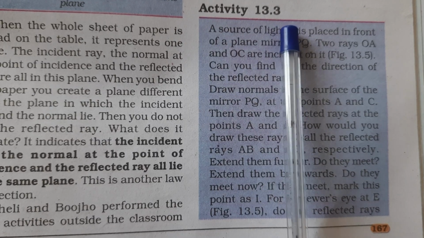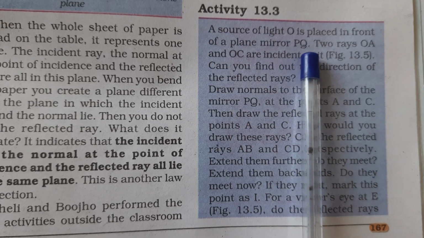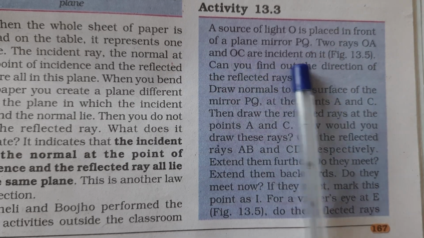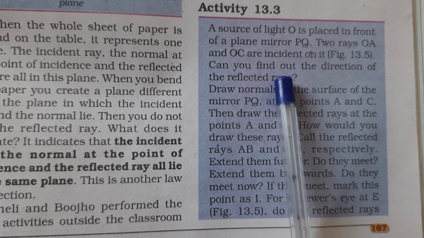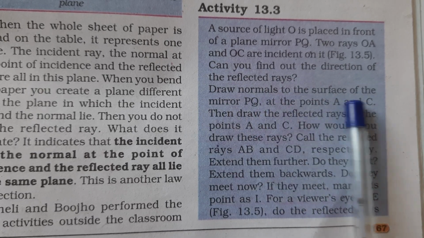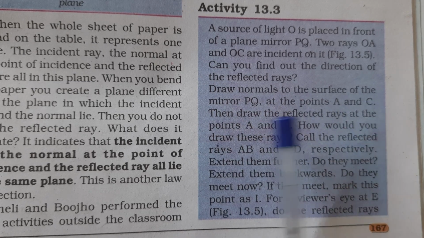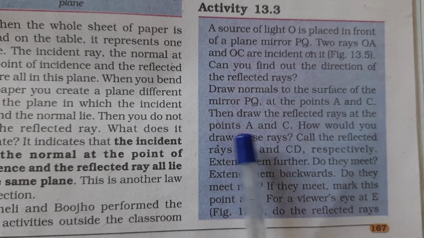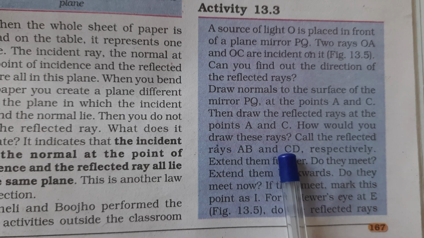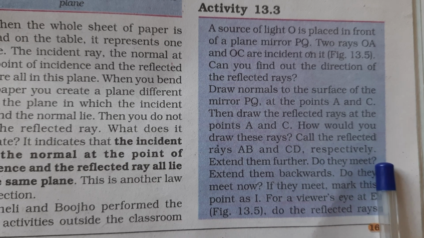Activity 13.3. A source of light O is placed in front of a plane mirror PQ. Two rays OA and OC are incident on it. Can you find out the direction of the reflected rays? Draw normals to the surface of the mirror PQ at the points A and C. Then draw the reflected rays at the points A and C. How would you draw these rays? Call the reflected rays AB and CD respectively.